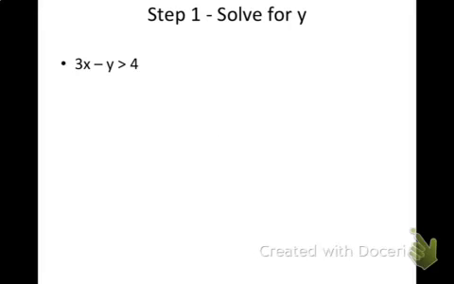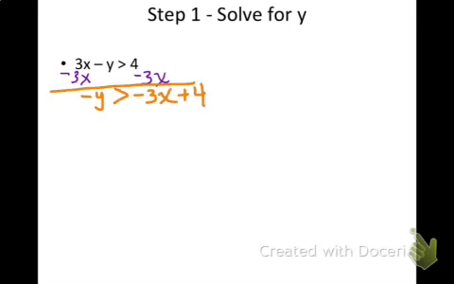The first step is to solve for y, which is kind of getting it into the y equals mx plus b form, except instead of having equals, you have an inequality. So I'm going to go ahead and subtract 3x from both sides because I want to move that over. And that gives me negative y is greater than negative 3x plus 4. I just put the negative 3x in front so that it would be in the mx plus b form, but it's really all the same thing.